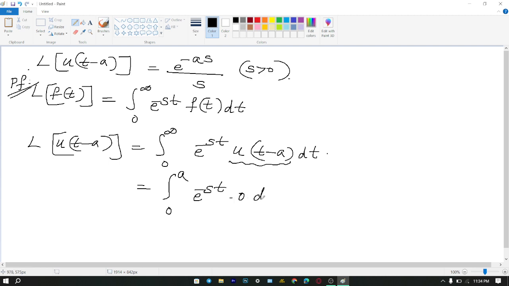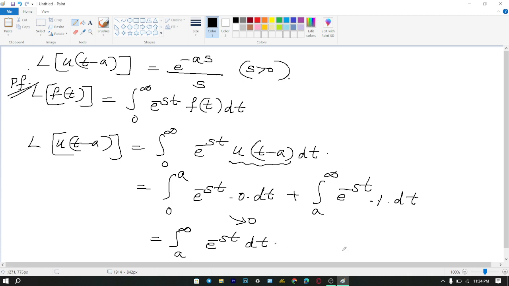So 0 dt plus the integral from a to infinity of e raised to minus st. Then the function value here is 1, so 1 into dt. So the first integral reduces to 0. Now there remains only the integral from a to infinity of e raised to minus st dt. Now what is the integral of e raised to minus st? That is e raised to minus st divided by minus s, and here t varies from a to infinity.